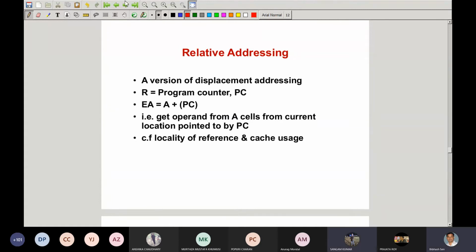Your question is clear? Yes, sir. Every mode has some pros and cons. Sir, one confusion is there. You have talked about memory being costly. Then in which addressing mode will it be more, in direct addressing or indirect addressing?